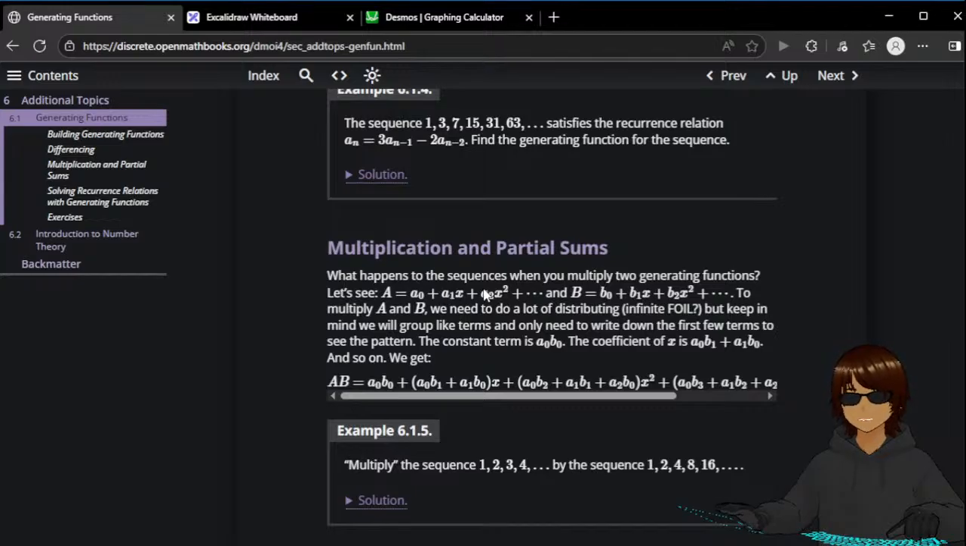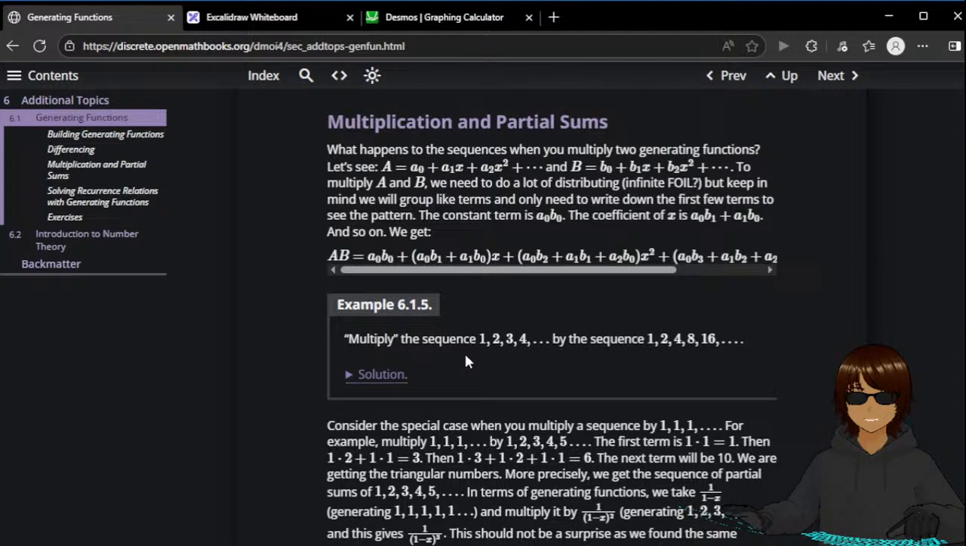What happens to the sequences when you multiply 2 generating functions? Let's see: A is equal to a0 plus a1x plus a2x squared. To multiply A and B, we need to do a lot of distributing. But keep in mind, we will group like terms and only need to write down the first few terms to see the pattern. The constant term is a0 b0. The coefficient of x is a0 b1 plus a1 b0, and so on.